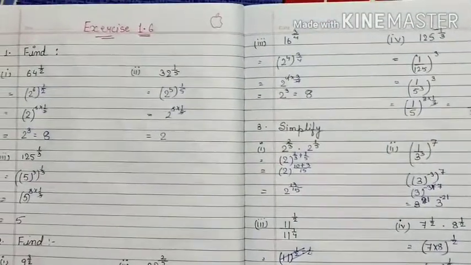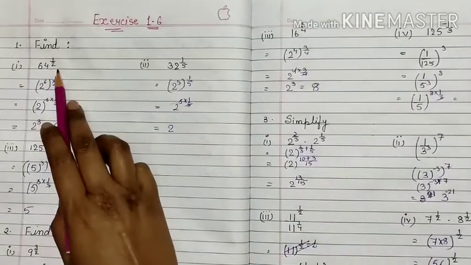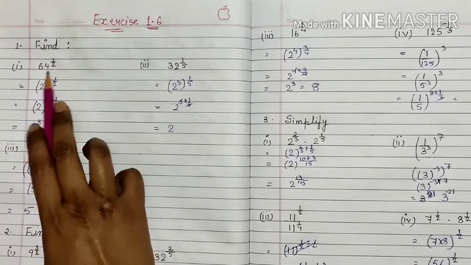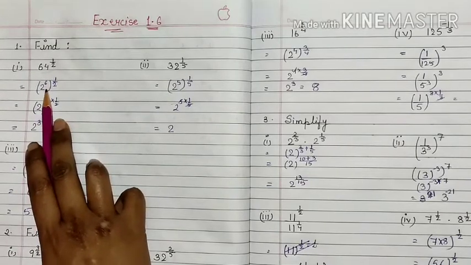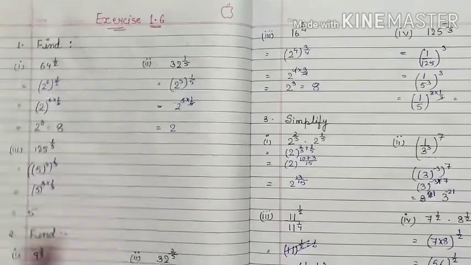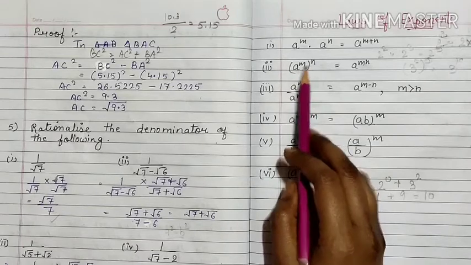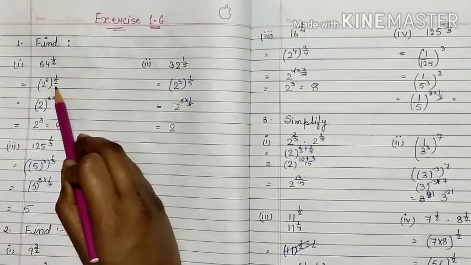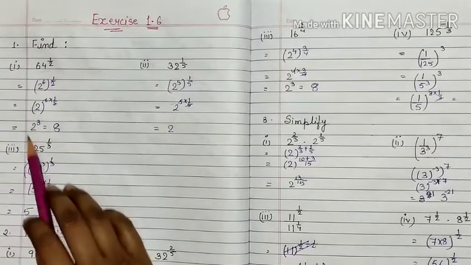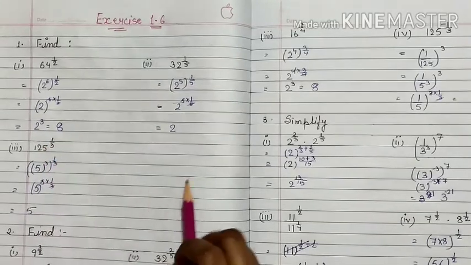1.6. You can see the first question is to find 64 to the power 1 by 2. First we will resolve 64. 64 can be written as 2 to the power 6. When the power of a number is more than 1, we will multiply. So 2 ones are 2 and 2 threes are 6, so 2 to the power 3, and 2 twos are 4, 4 twos are 8. The answer will be 8.